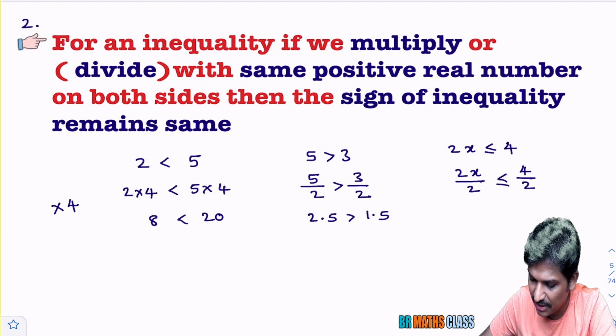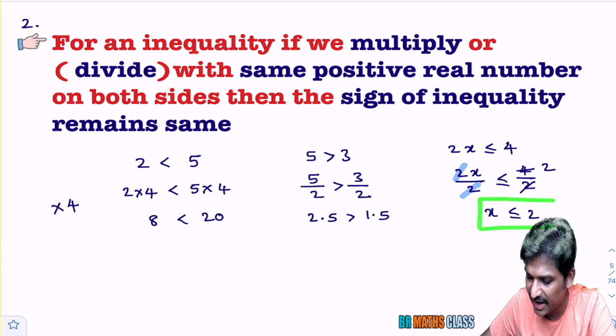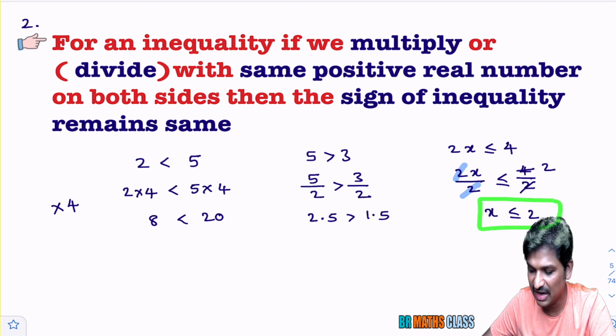So you can observe on the left hand side, this 2 will get cancelled. Right hand side, 4 divided by 2 is 2 only. So what you got? x is less than or equal to 2. That means you take any real x value which is less than or equal to 2, that satisfies this inequality.